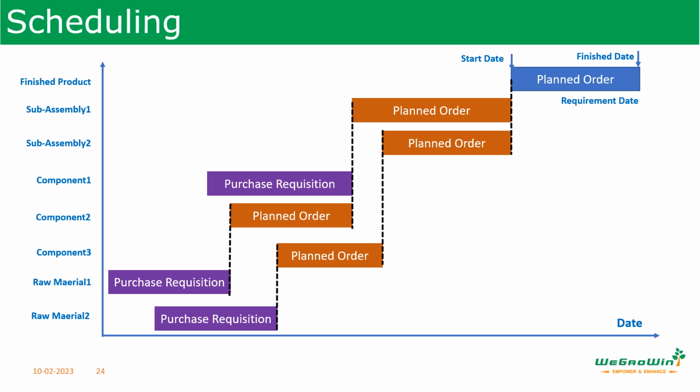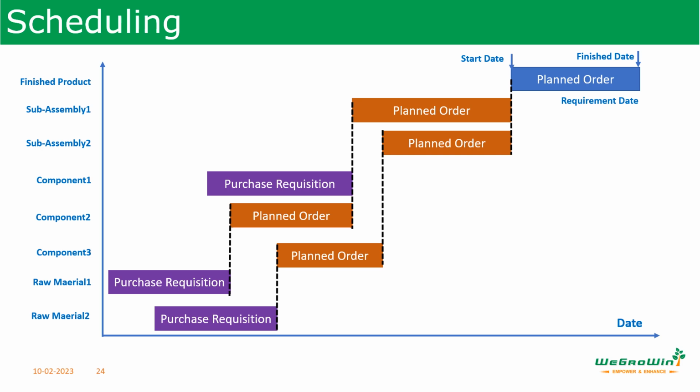Now, to produce a finished product, right? There is a finish date for this. So there is a lead time. So there is a start date for that. Depending on the lead time, there is a start date. On that start date, the sub-assembly should be available there. Sub-assembly 1 and sub-assembly 2. The lead time for sub-assembly 1 and sub-assembly 2, according to that start time, should be there.